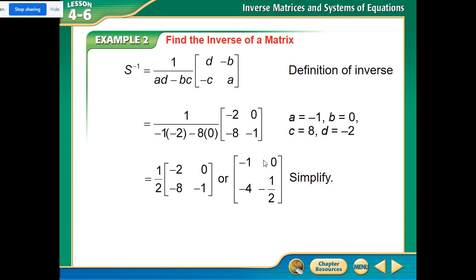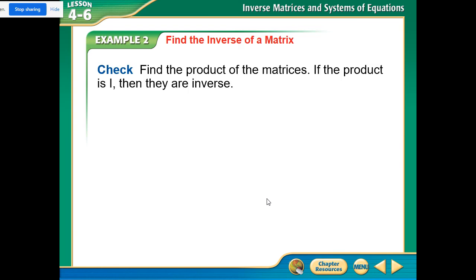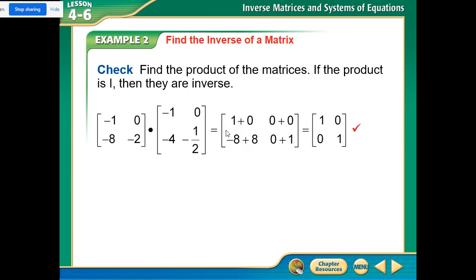Now how can we check it? We can take this and multiply it back by the original problem, and that would test if they're inverses. So let's go ahead and check them. We'll multiply these together, and notice we get 1, 0, 0, 1. So we're good.